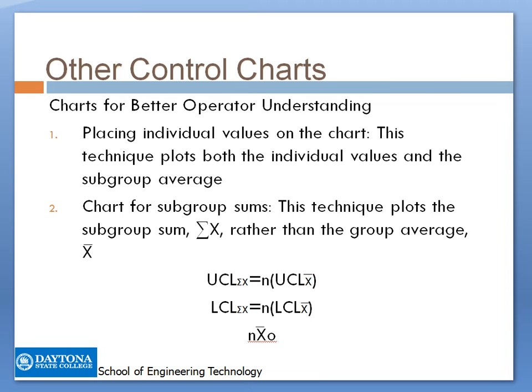The second type is the chart for subgroup zones. And this is a technique that will plot the subgroup zone rather than the group average. We're going to be using the same steps. You have to collect the data, you have to calculate the central line, which in this case is n times x bar sub 0. And then you have to calculate the upper and the lower control limits. This chart is mathematically equal to the X bar chart. However, it has the advantage of simpler calculation because it's only using additions and subtractions.